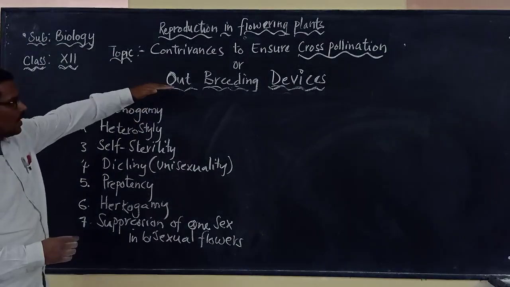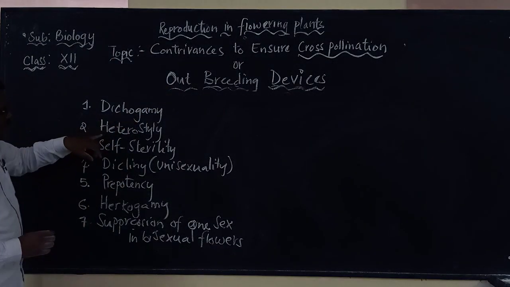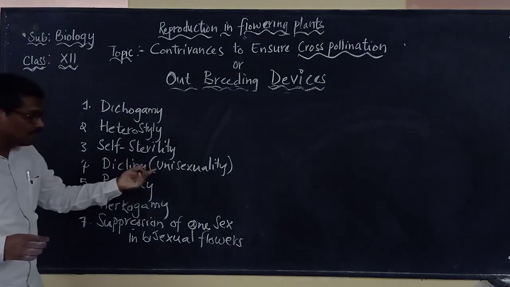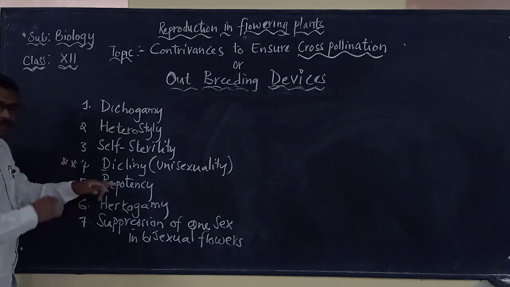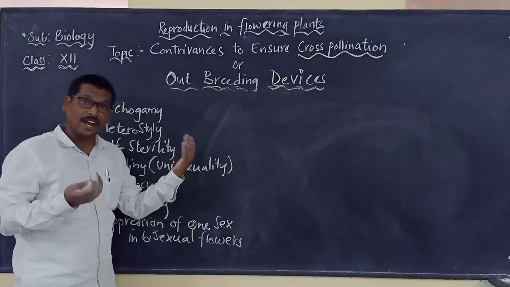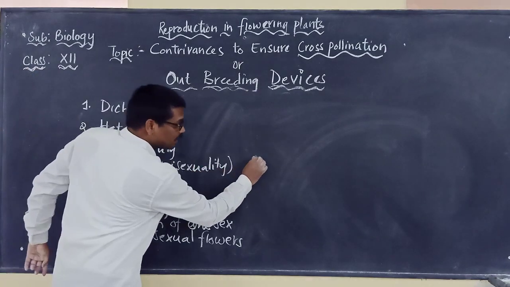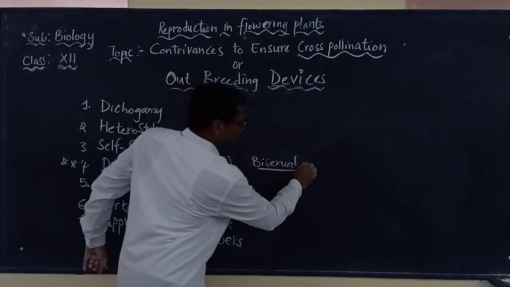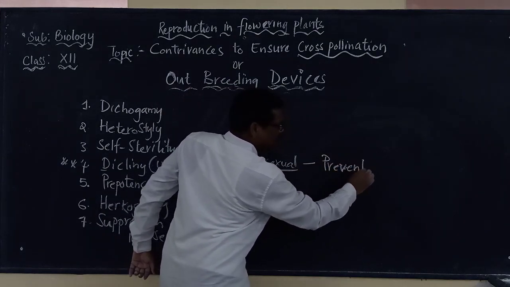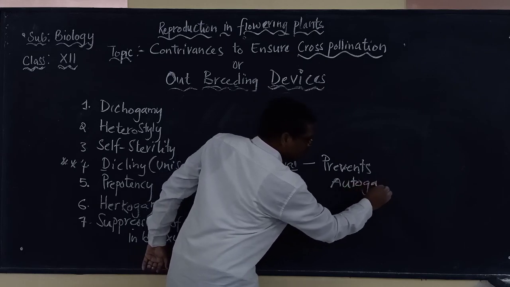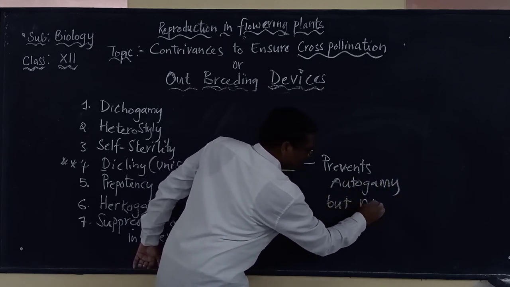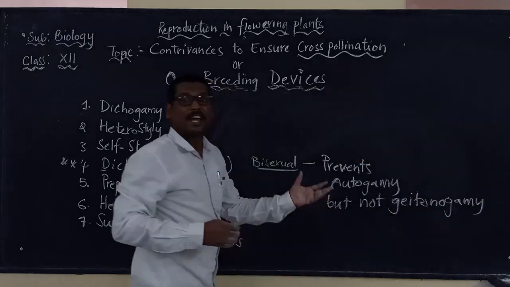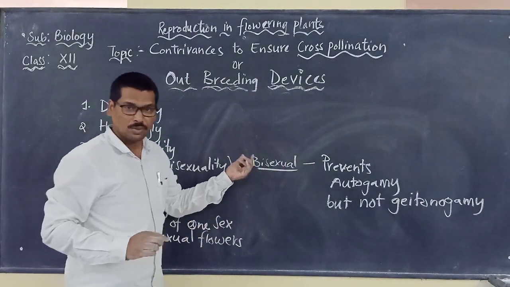So in this video, under the outbreeding devices, we have completed dichogamy, heterostyly, self-sterility and dicliny, which is also called unisexuality. In unisexuality, this is a very important one, we have studied that there will be bisexual flowers and unisexual flowers. Please remember, when we talk about bisexual flowers under dicliny, it prevents autogamy, but not geitonogamy. This is a very important point to keep in mind, as it can come as a reasoning question.